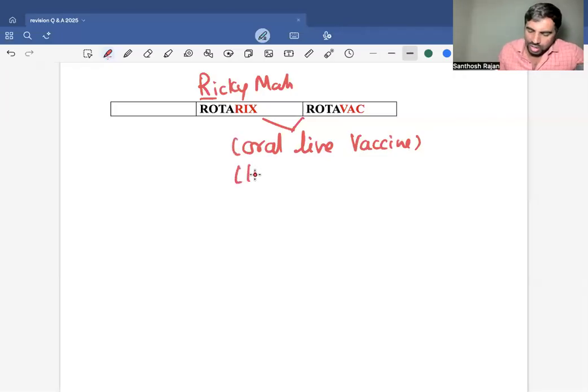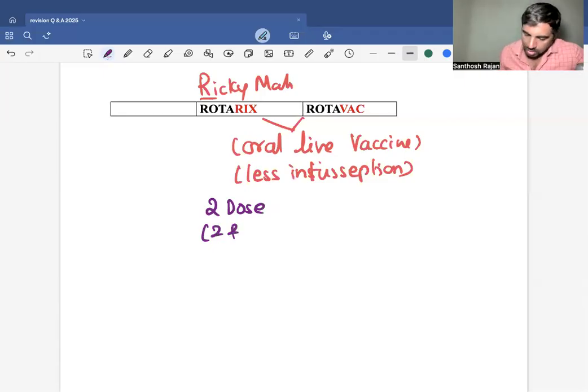Both are associated with less intussusception, seen nowadays because these were very popular. So Rotarix, Ricky Martin. Ricky Martin was initially married to a man. Yes, again. Rotarix usually gives only 2 doses, at the second month and the fourth month. That's all, 2 doses.